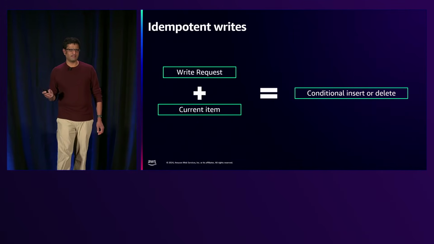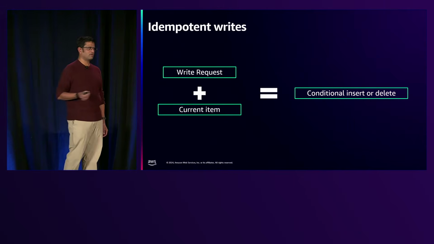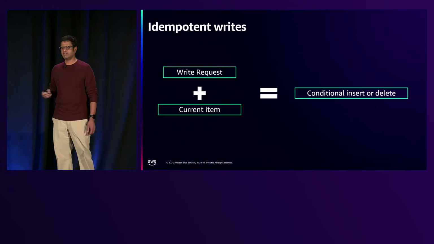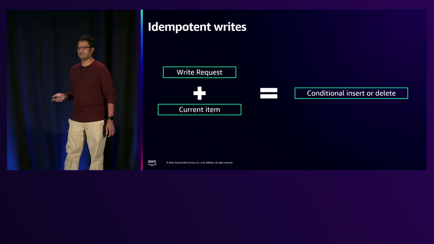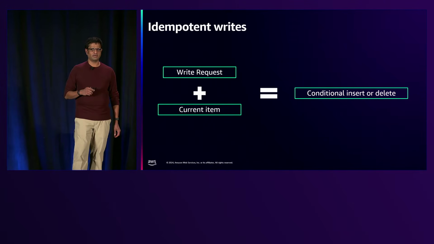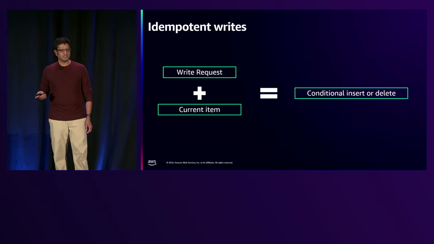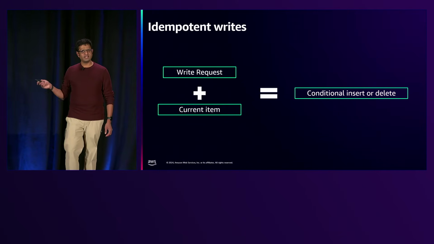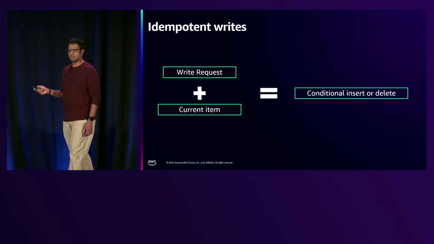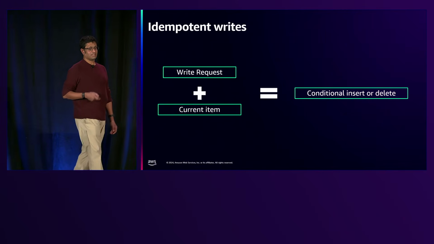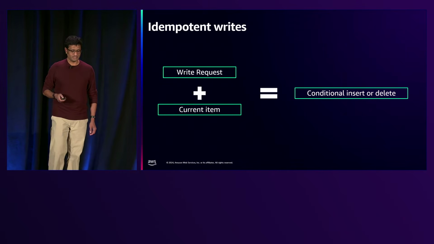I said idempotent writes, and this is a big part of the DynamoDB multi-region strongly consistent table. What does it mean for a GT shard processor to convert a write request to an idempotent request? The write request is taken, and the current item is read, and then converted into a conditional insert or delete based on what the previous version of the item is. Now, the read of the current item is a strongly consistent read from the local region.